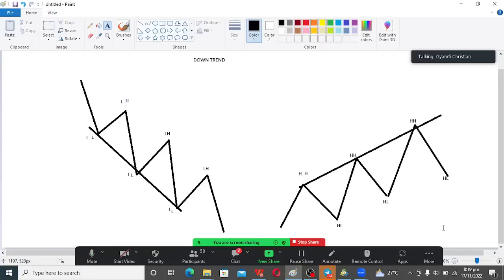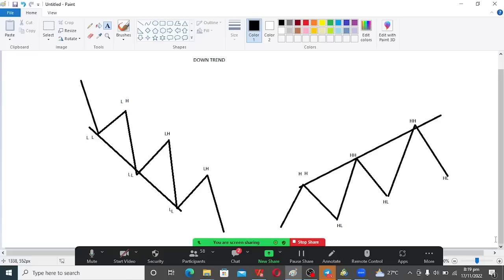Okay, sir, let me go first. Market is said to be in a downtrend when sellers are in control of the market, and then the opposite is uptrend, when buyers are in control of the market.